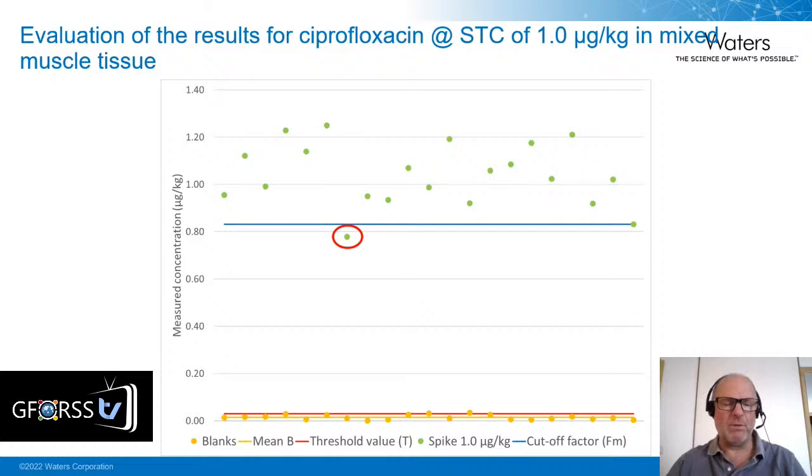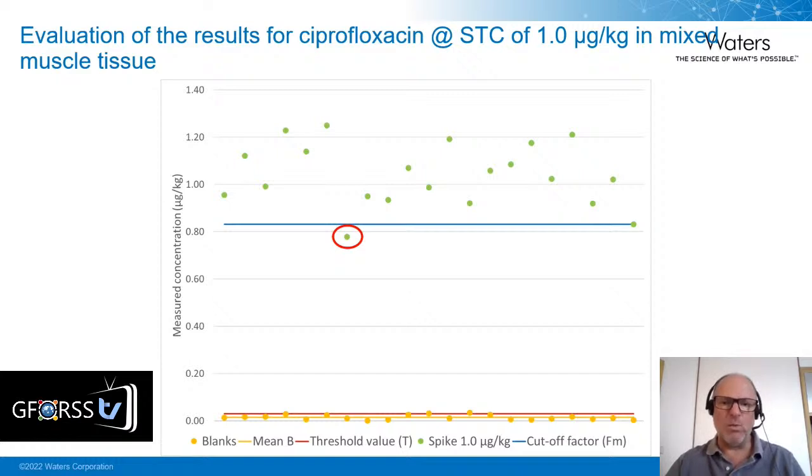So here we can see the results from the repeat validation where the STC is being spiked at 1 microgram per kilogram. So we can see the calculated concentrations in the blanks and in the spikes. The first thing we note is there's no overlap at the lowest response for the spike sample with the highest response of the blank samples. And only one of the spike samples has a result below the cutoff level.